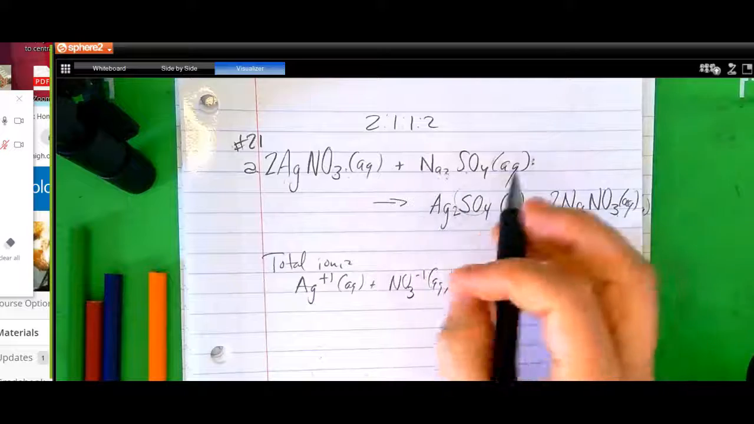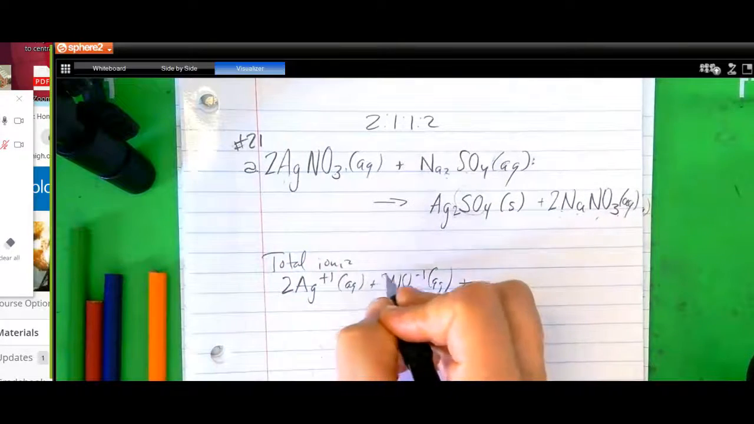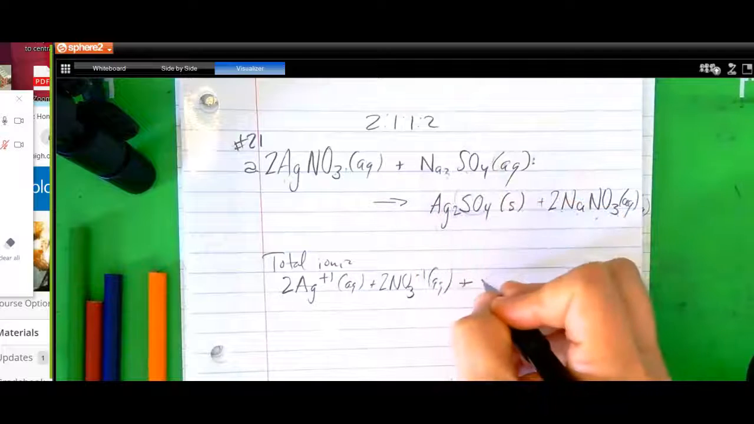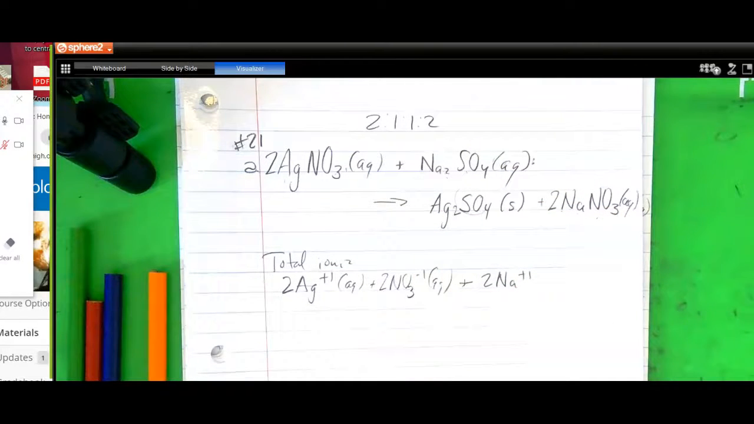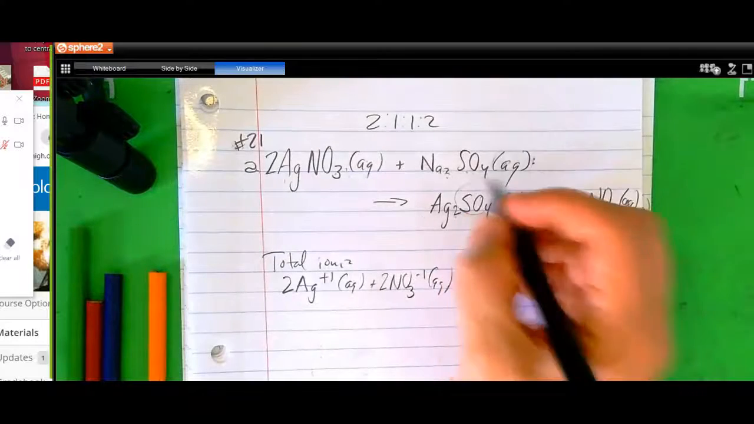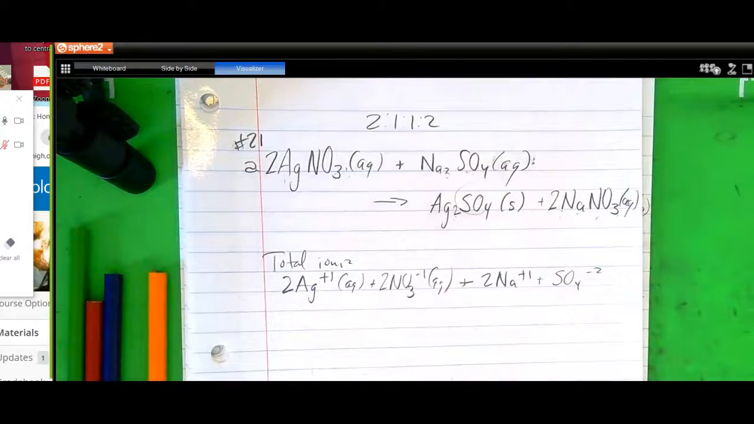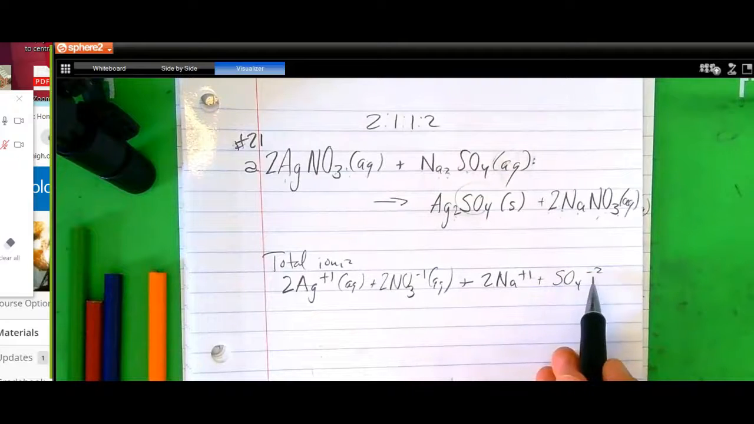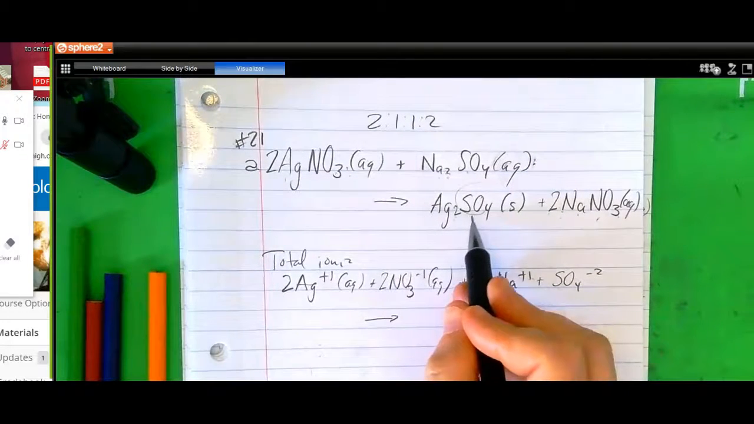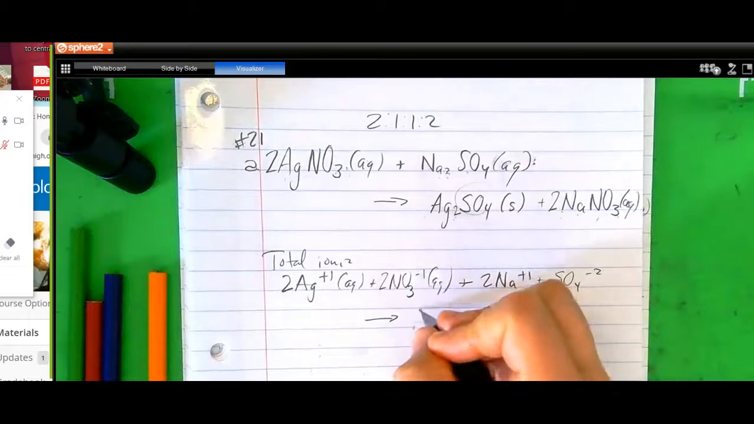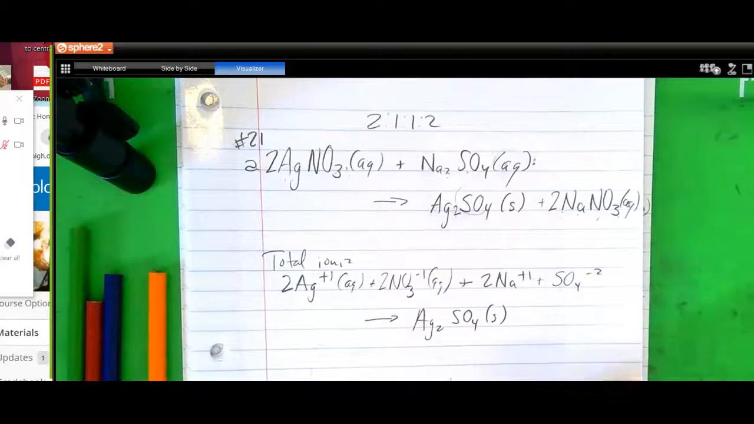Plus we have sodium here. So if I have 2 here, I got to put a 2 here. If I have 2 nitrates, I got to put a 2 here. React with 2 sodiums, which are always +1, and 1 sulfate, which is always -2. Makes sense. 2 positives, 2 negatives. We have our arrow. The solid will always be the same on each equation, so I'm not going to change that. Looks like that.